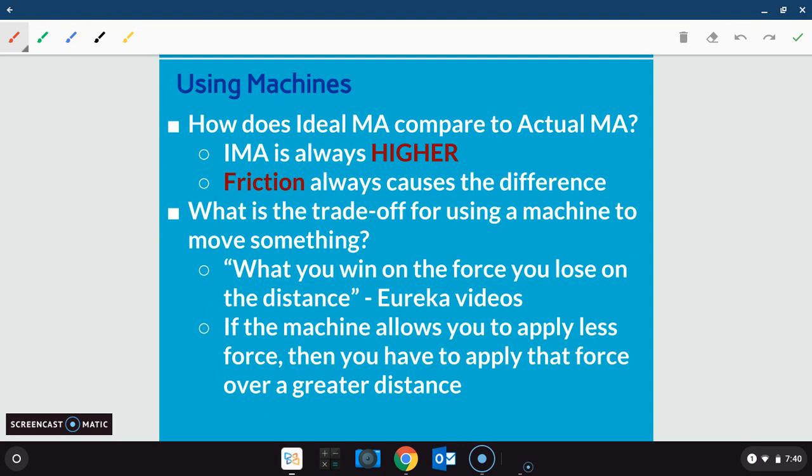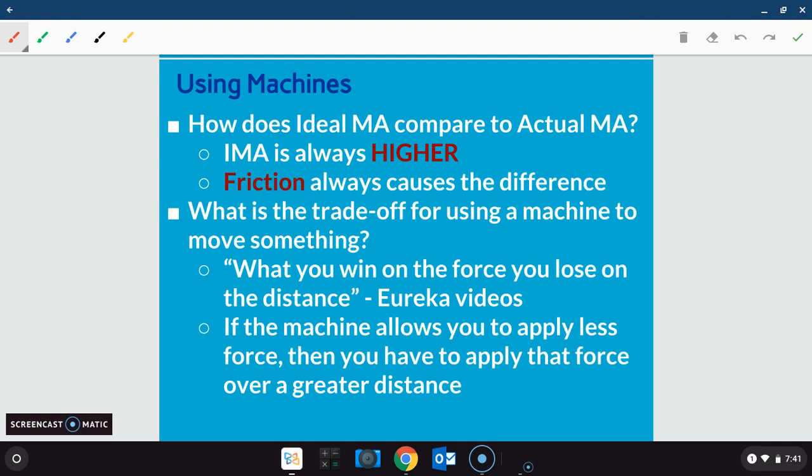There are things you can do to reduce that. You can add oils and greases. You can add wheels. For example, using a ramp, if you were to drag something up a ramp, there's a lot more friction between doing that. So the difference between ideal and actual would be very high. But if you could put rollers under it, it would decrease the friction. And so the ideal and the actual would be closer together. Some machines have more friction, some have less, but there is always that difference between ideal and actual.